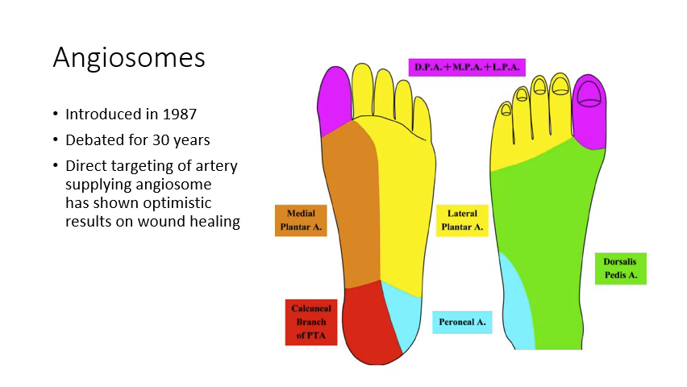This is a concept that was introduced in 1987. It was published in a journal for plastic surgeons, and it's been debated for about 30 years, because what this shows is the angiosome, and the angiosome is, think of it as a three-dimensional block of tissue that is supplied by a specific artery.